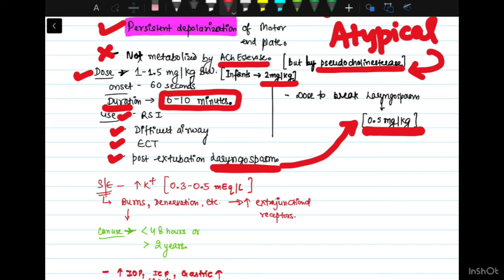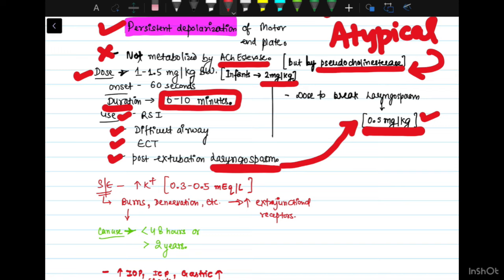There is an algorithm for laryngospasm: there are certain maneuvers, jaw thrust, then maneuvers to break the spasm. If you're not able to break the spasm, then you have to administer certain drugs, deepen the anesthesia, and remove the trigger of the spasm. But if you're not able to do it, succinylcholine in a dose of 0.5 mg per kg can be given to break the spasm. So this was about the major indications and the doses of succinylcholine.